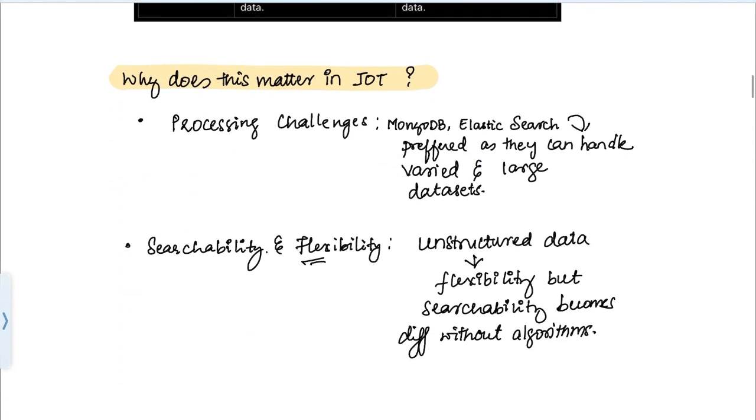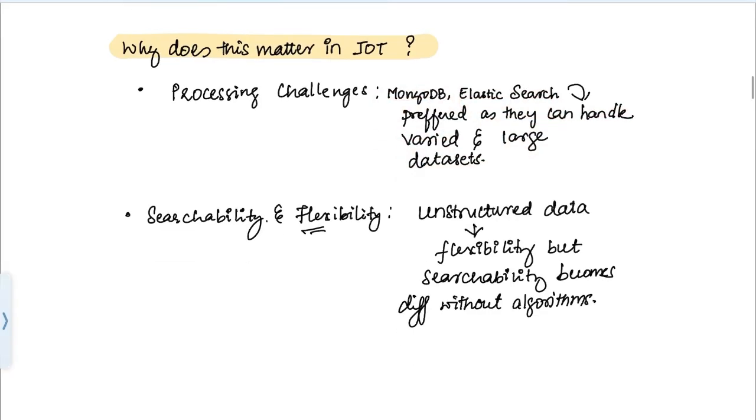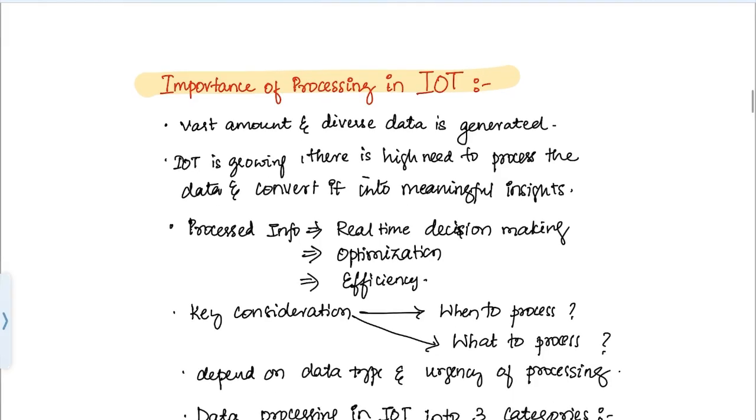So moving on further, why does this matter in IoT? Processing challenges. Examples of NoSQL databases like MongoDB and Elasticsearch are preferred as they can handle varied and large data sets. Next, we have searchability and flexibility concepts. When we make use of unstructured data, it is flexible, but searchability becomes difficult without any algorithms. Right.